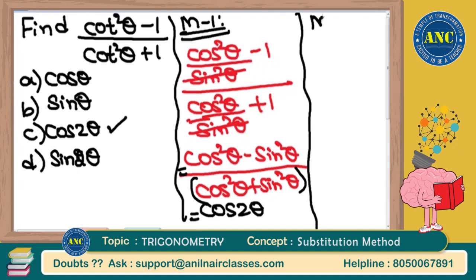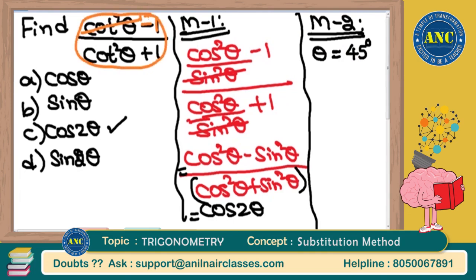Otherwise, apply method 2, because it is a question on find and it is not actually dependent on any condition that needs to be satisfied. Kindly make use of some standard angles, whichever you like. If I put theta 45, sir, why are you putting theta 45? Why not other angles? Because if I put theta 45, cot 45 is 1. 1 minus 1 becomes 0. 0 by anything will become 0. That means if I put theta 45, I should get the answer as 0.